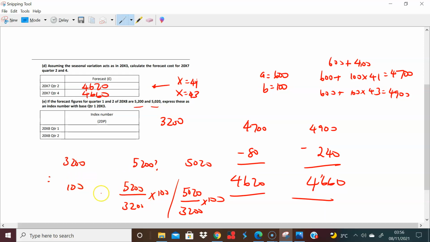So you have 5,200 divided by 3,200, and that's 162.5. And I do exactly the same thing, 5,020 divided by 3,200, and that's 156.88. Slightly long question. Actually, not too bad. It just did feel slightly winded. But there you are, and that's how we work through all of that. Okay, brilliant.